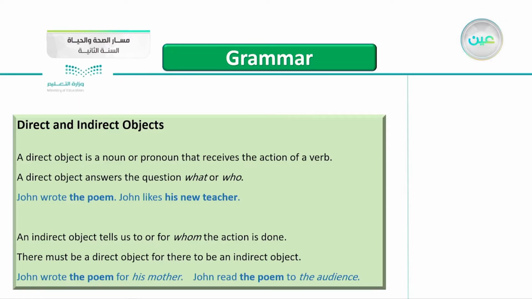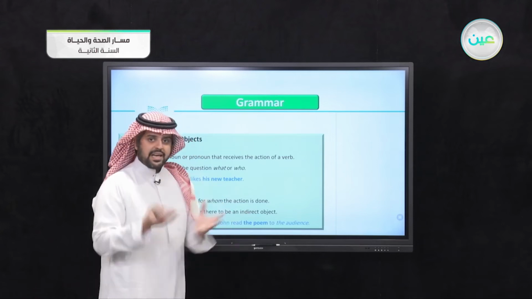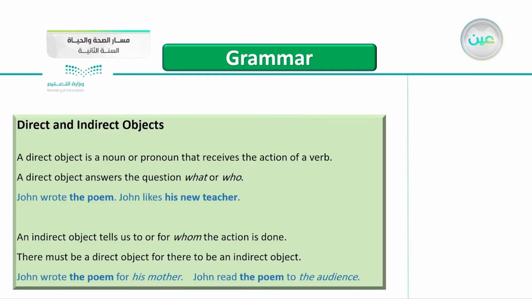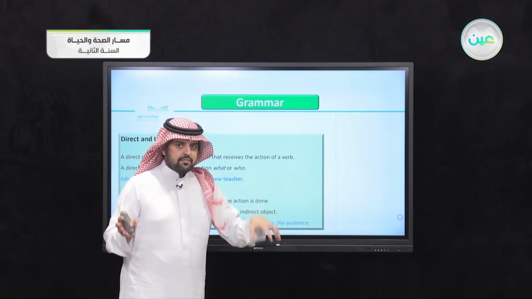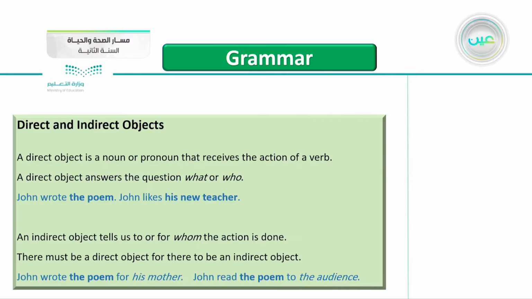On the other hand, an indirect object tells us to or for whom the action is done. There must be a direct object for there to be an indirect object. So wherever there's an indirect object, there has to be a direct object with it, but it's not vice versa. For example here, John wrote the poem for his mother.